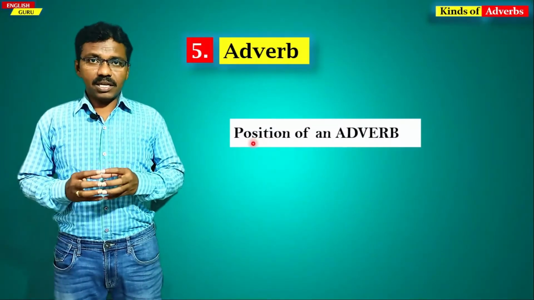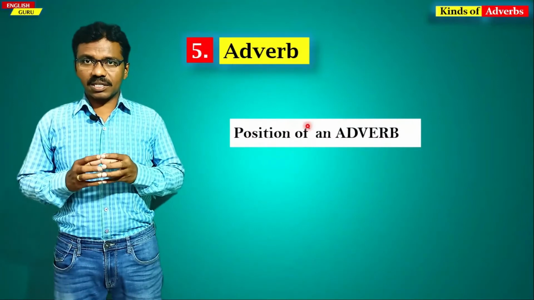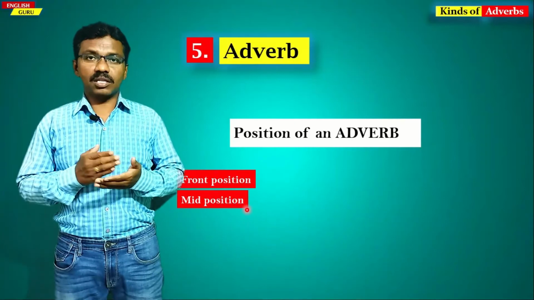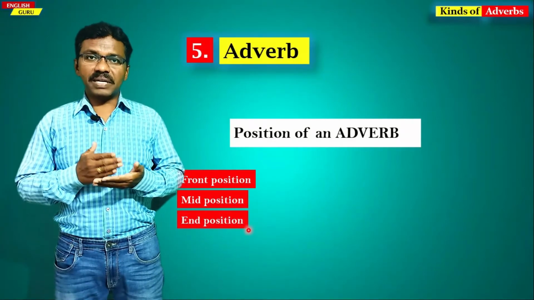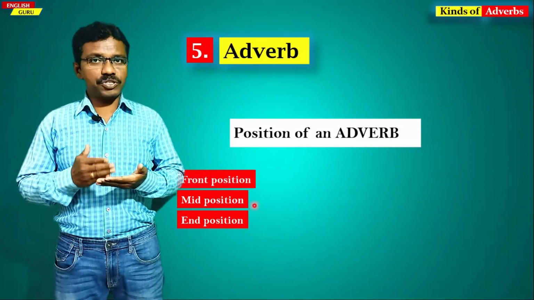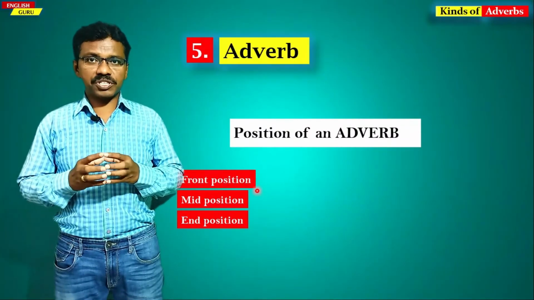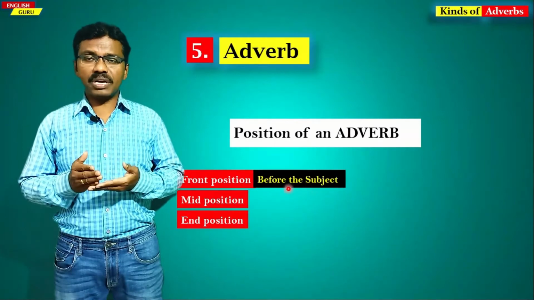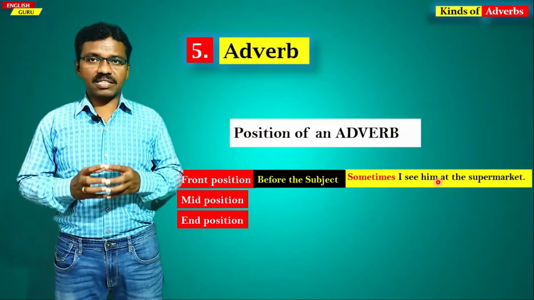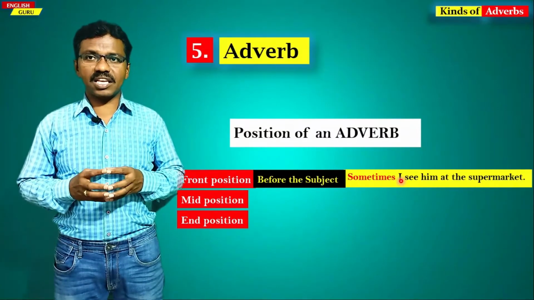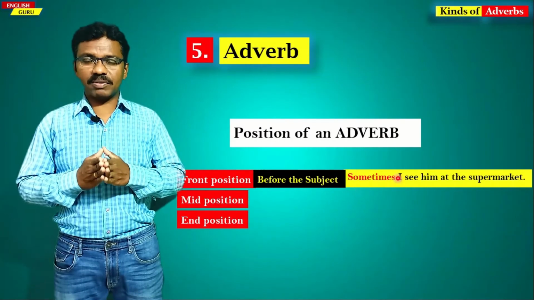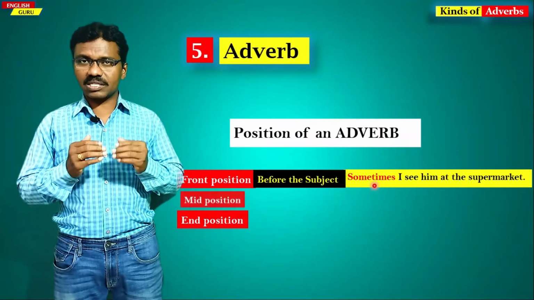So normally adverbs appear in a sentence in three places. That is, in the beginning of the sentence, in the middle position of a sentence and at the end position of a sentence. In the first position of a sentence, that is before a subject, we see adverbs. For example, sometimes I see him at the supermarket. So I is a subject here, and before it the word sometimes is an adverb.